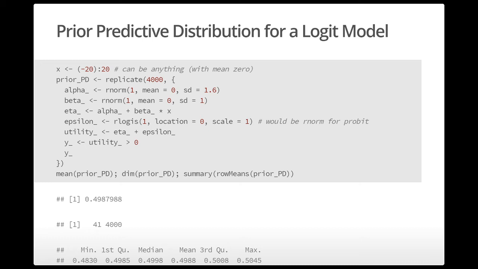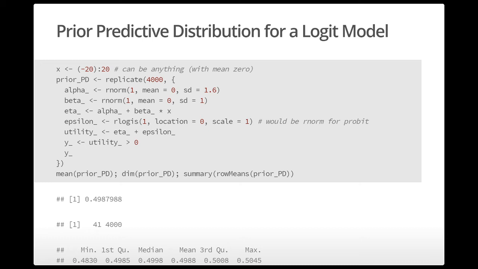So, logit model. There's a lot of examples on this in the reading. I just wanted to show in code how we would draw from a prior predictive distribution of a logit model when the outcome variable is either 0 or 1, 1 indicating success, 0 indicating failure in some sense.